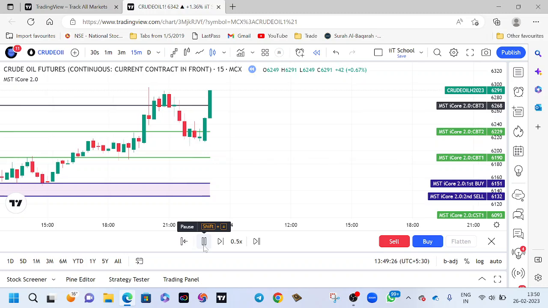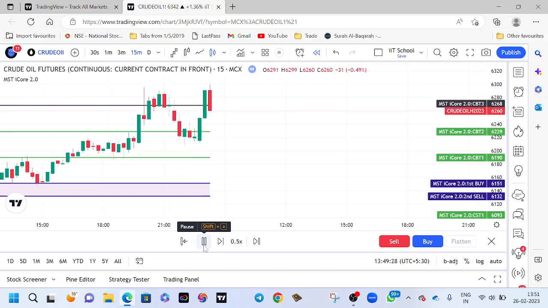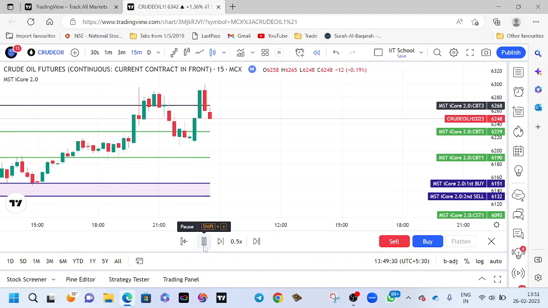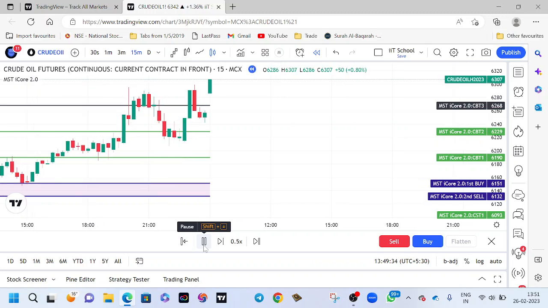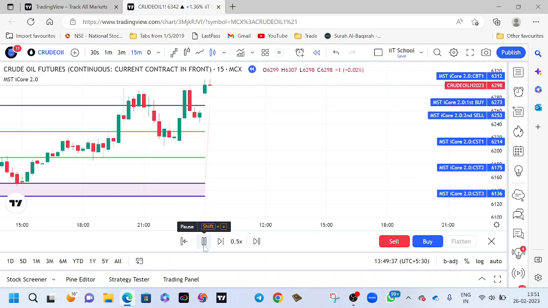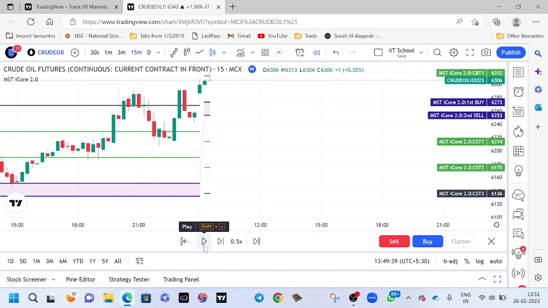So hope the strategy is very clear now. Very simple. Once the market has opened, 5 lines will be formed. If the market is reaching the top level, we have to go for the sell entry. If the market is coming down, we have to take the buy entry. Very simple. So hope the video is very clear.